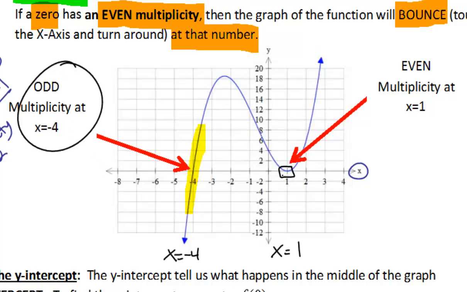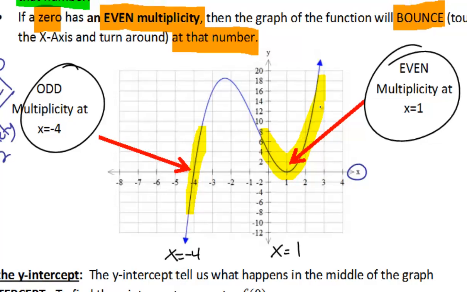Well, over here at 1, if we look closely, I have touched and turned around. So what my function does at 1 is I touch it, and then I go right back in the same direction that I came from. So I know that I have an even multiplicity. So when you're odd, you cross the x-axis. When you're even, you bounce.